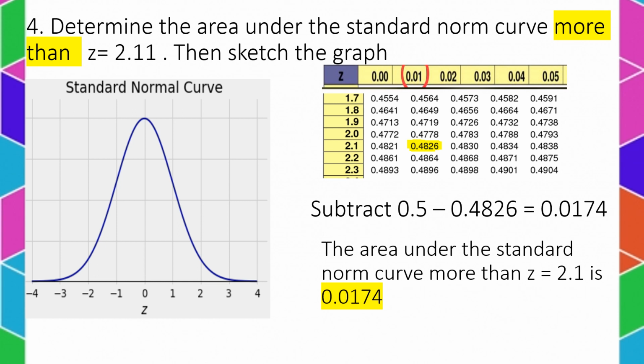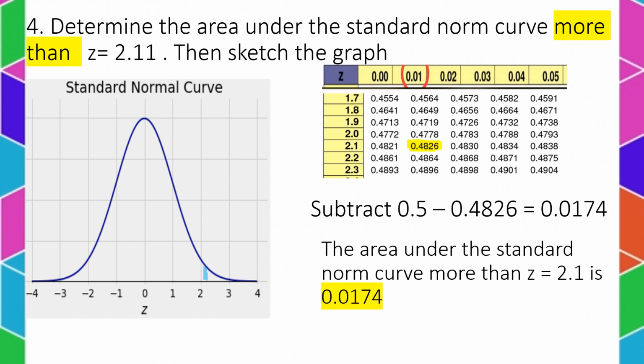So, where is 2.11? So, in the graph, 2.11 is located at the right, tama? So, you plot the point 2.11, sobra lang siya ng konti sa 2.1, tama? So, if this is 2.1, that's the first thing to do, no? 2.1 or 2.11 in the graph. Sabi dyan, more than 2.11. So, where are you going to shade? At the left or at the right of 2.11?